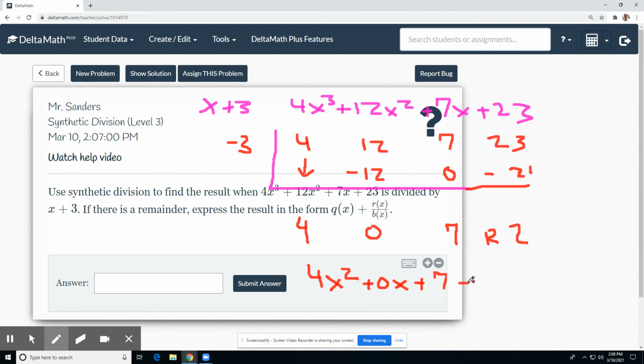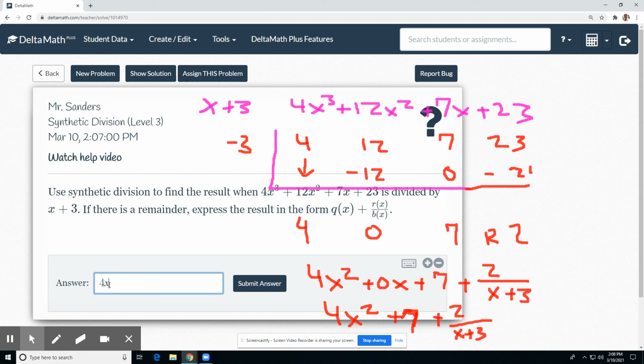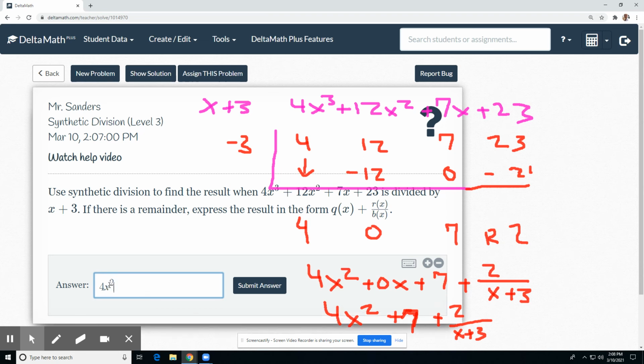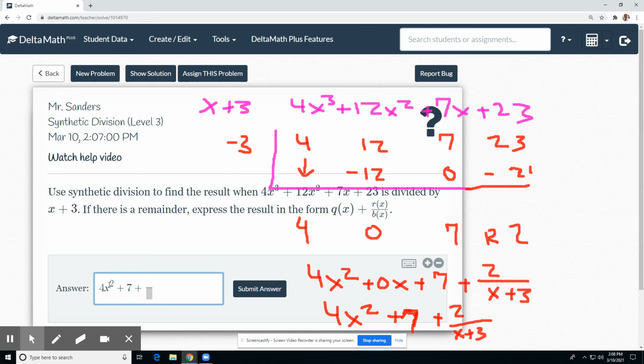Plus our remainder divided by the divisor, x plus 3. Okay, and then let's just go ahead and rewrite it without the 0 there, plus 7. My mouse is going berserk on me. All right. So notice how much quicker it went. 4x squared plus 7 plus 2 over x plus 3.